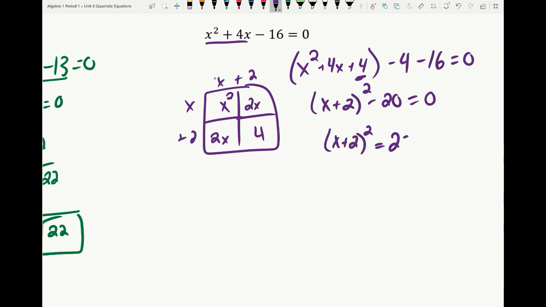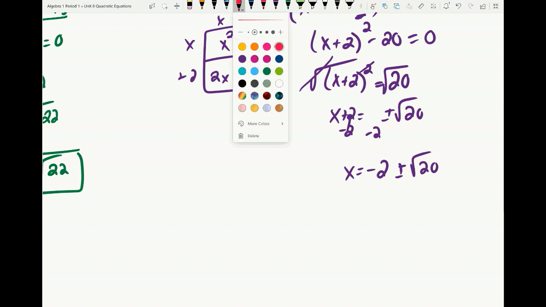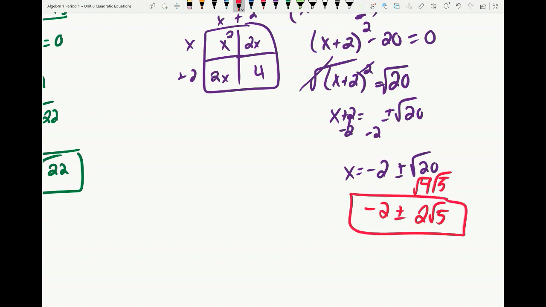Add 20 over. Take the square root. Plus or minus radical 20, and then subtract that too. -2 plus or minus radical 20. We got x by itself. We're basically done solving it, but hey, it said simplest radical form. So hopefully you recognize now 20 breaks up as 4 times 5. We've done this one a couple times. So that's actually my final answer, because I had to break up that square root there.